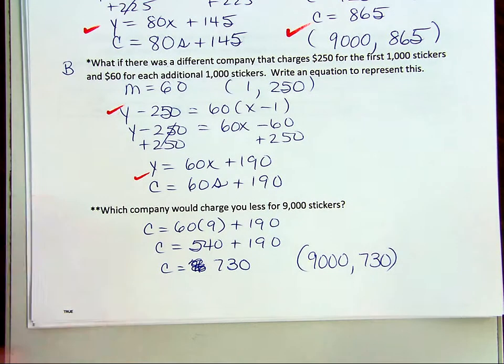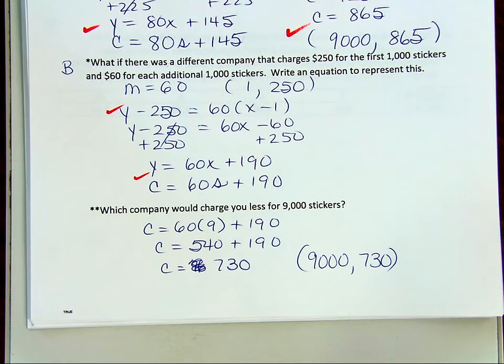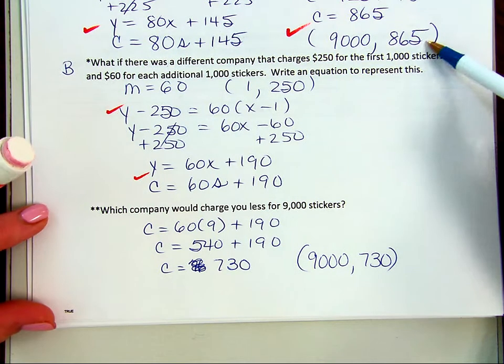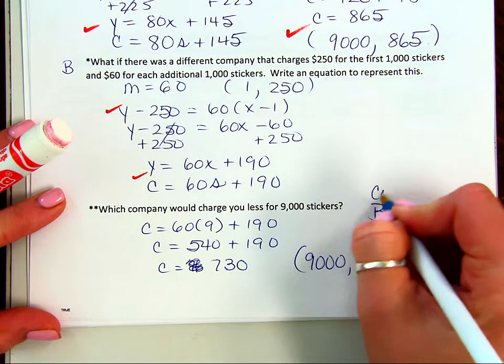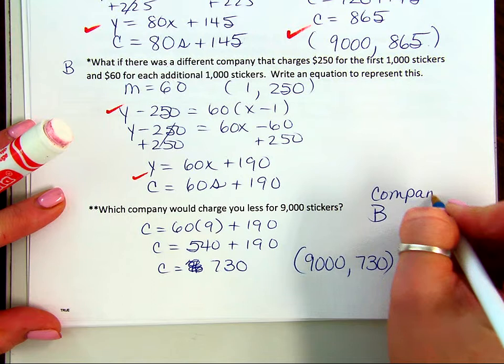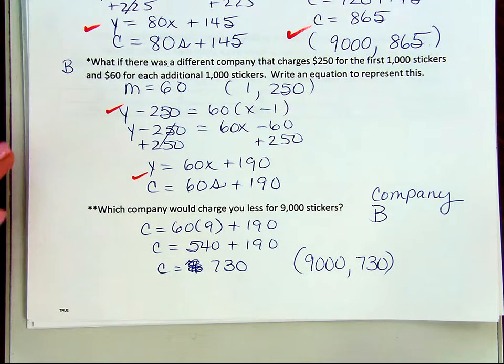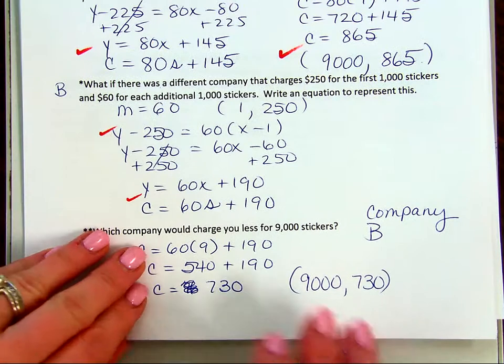So it looks like even though they charge you a little more to start, because you're ordering 9,000, you're saving $20 for every 1,000 that you purchase after that. So $865 as opposed to this. So I would go with company B. Okay, does this make sense? All right, now that's the gist of how you're going to do these. However, when we get to the back, we're going to encounter a little problem.